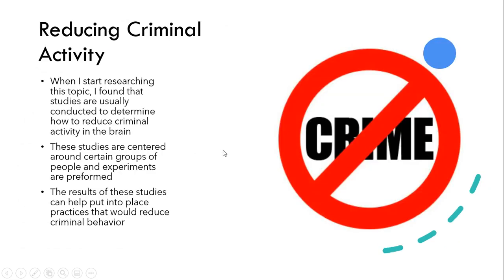Reducing criminal activity. When I started researching this topic, I found that studies are usually conducted to determine how to reduce criminal activity in the brain. Some of these studies include: researchers found that 3-year-olds who were in programs that spoke about nutrition, exercise, and cognitive skills had a 34% drop in chance of committing a crime at the age of 23. Pregnant, low-income mothers who were visited regularly by home nurses who talked to them about health, education, and parenting were less likely to have children who were arrested by the age of 15.